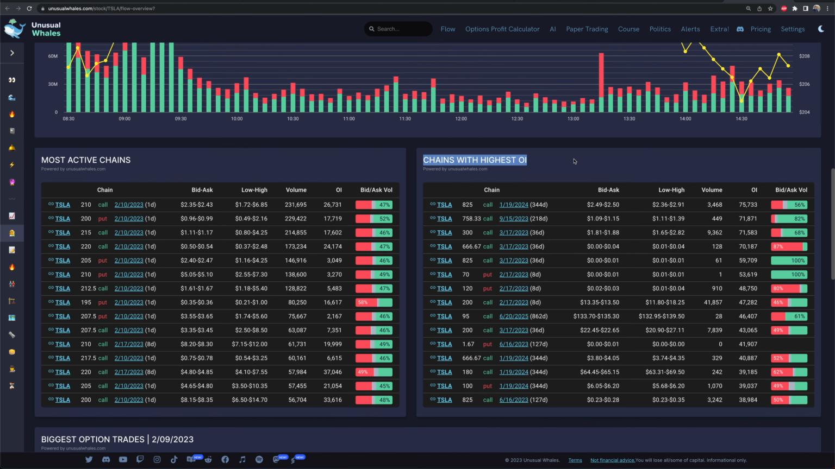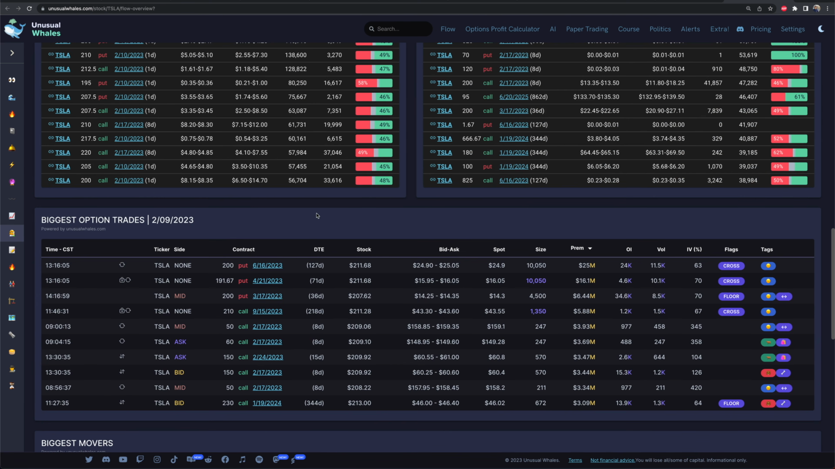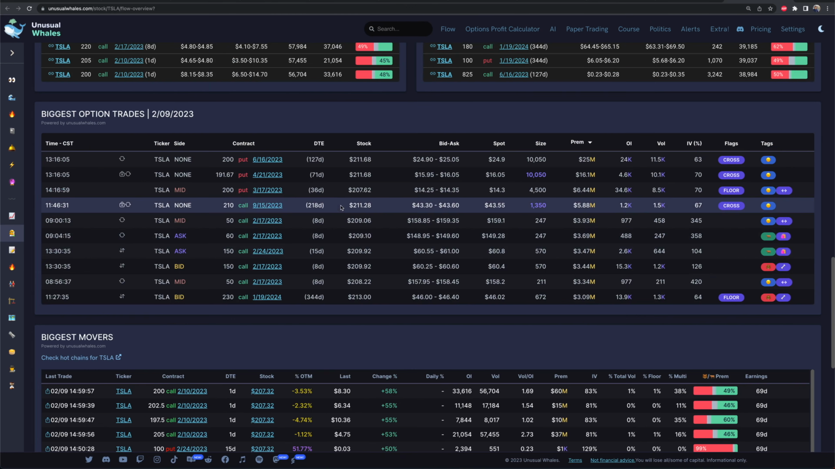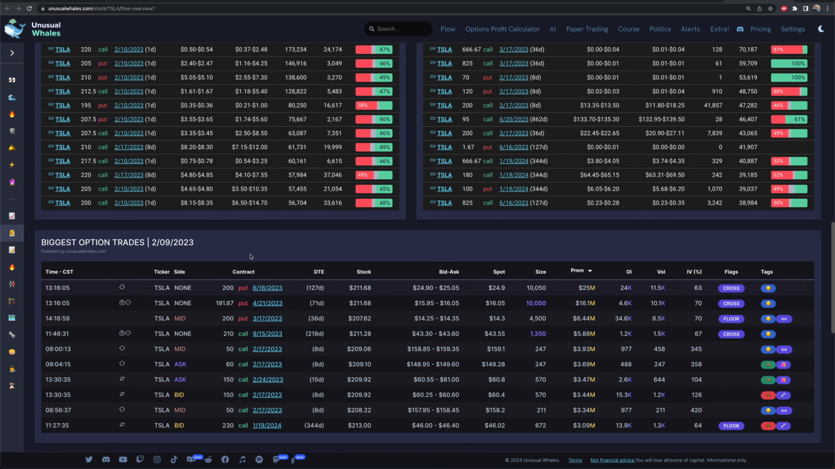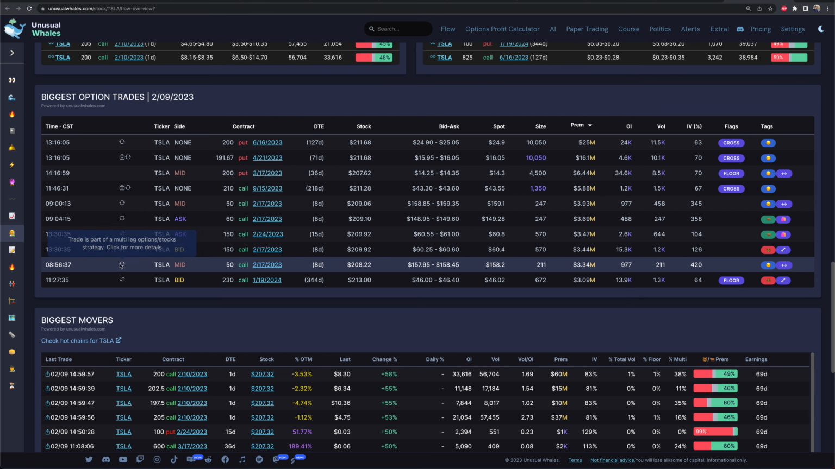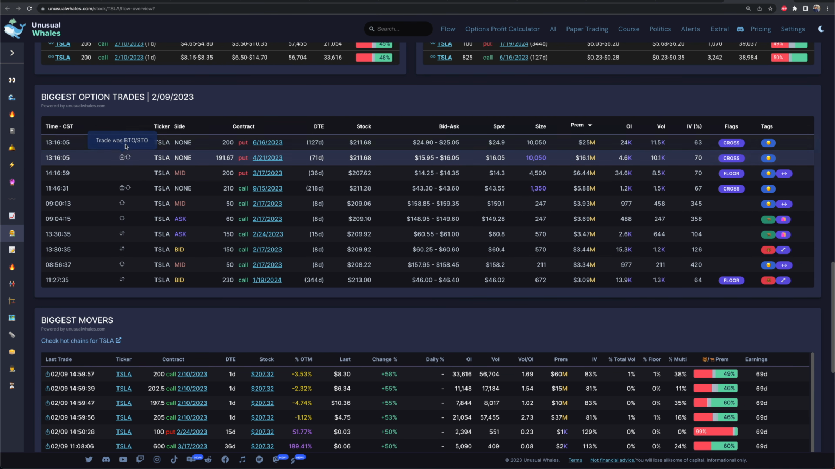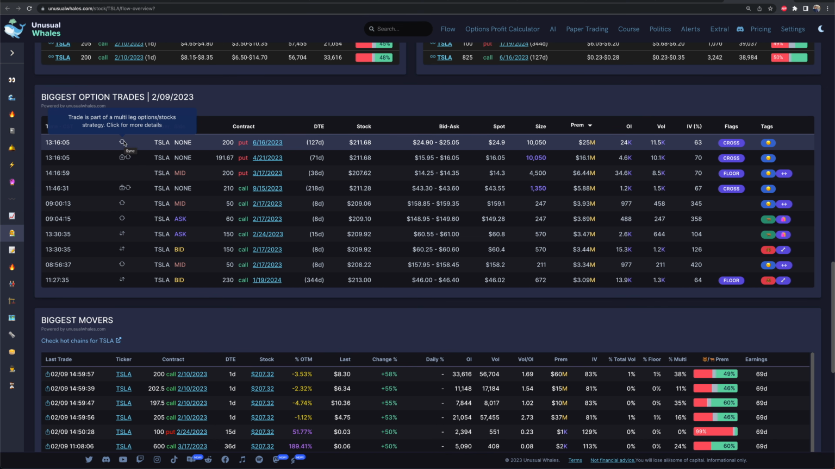Chains with the highest open interest. And then we have the biggest trades and the biggest movers down here at the bottom on the individual stock page. Okay, so where are the biggest trades? Where are the biggest movers? And Unusual Whales has a bunch of different logos or icons that will tell you what these trades were. Are they part of multi-leg strategies?